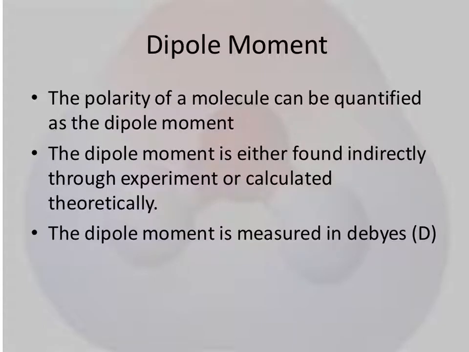All right, so just to recap, a dipole moment is basically the way to quantify the polarity of the molecule. It tells us how big of a difference there is between the partial positive and partial negative part of the molecule. We can find this value either indirectly through experiment or we can calculate it theoretically. And the dipole moment is measured in these things called debye.